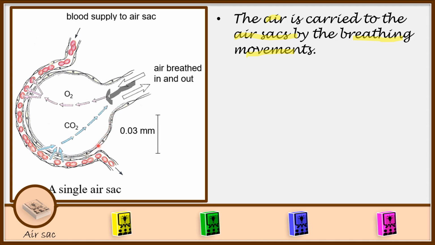air sac, which is one cell thick, and then it comes into the air sac, then it will be taken out. But this diffusion is brought about by the movement when we breathe in and breathe out. It is the one that forces the air in and also forces the air to go out.